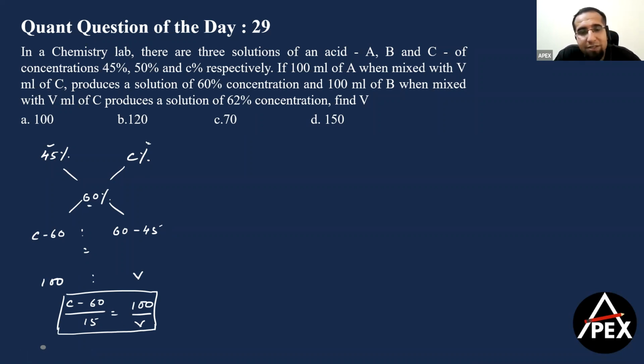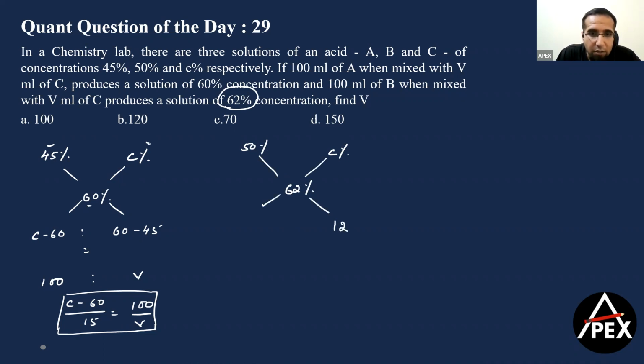Now the next part of the question says if 100 ml of B is mixed with V ml of C. Now B has what concentration? B has 50% concentration. C has C% concentration. Clear? Then they together come up with a 62% solution. So if there is a 62% solution, effectively, what do we get here? That's 62 minus 50, that is 12.